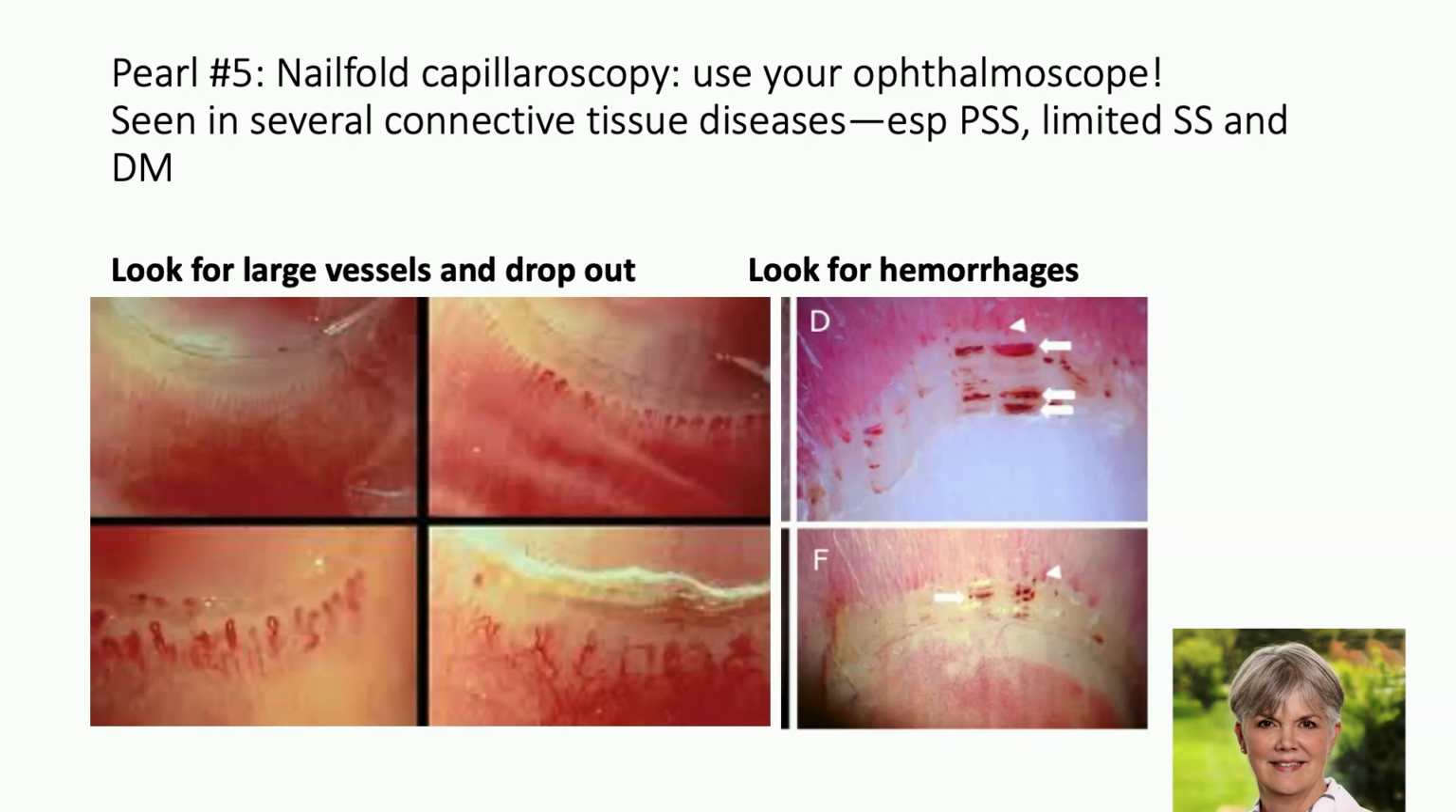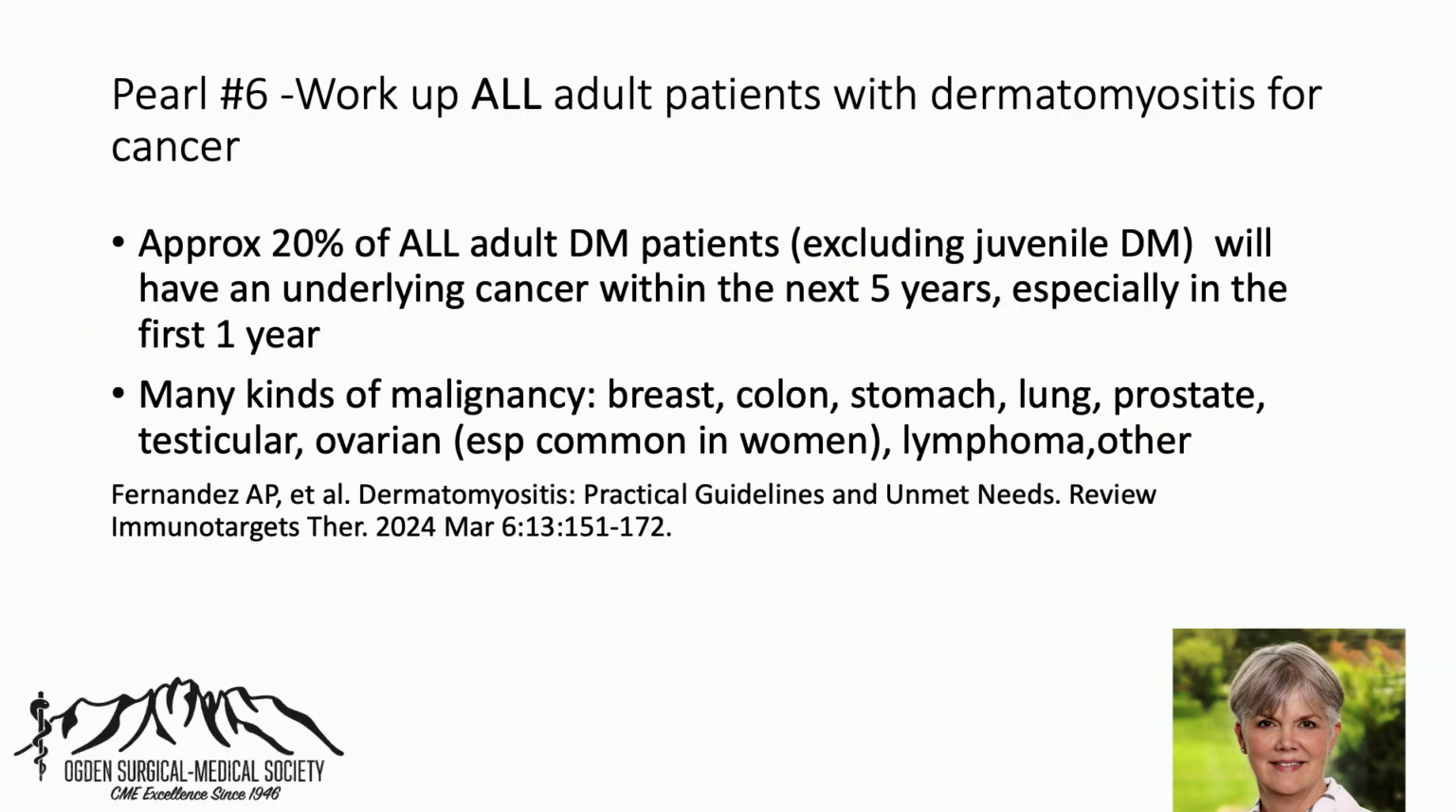If you start on your upper left, you see a normal nail fold. Look to the right of that, starting to look like some of the vessels are large. Then on your lower left, really large and tortuous. And on the final lower right, in the middle, you see the dropout, meaning you see white, red, and that's not a normal nail fold. We see that in people who have connective tissue diseases. You can also see hemorrhages in the nail fold, as shown on your right. So use your ophthalmoscope until you buy an $800 dermatoscope, or maybe more, I'm not sure.